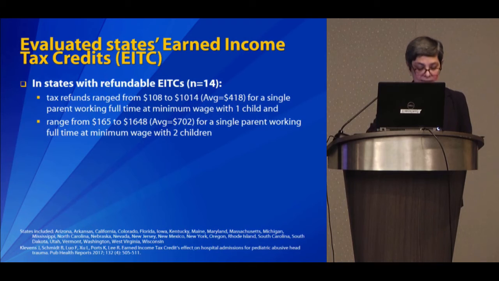We looked at states' earned income tax credit, and right now there are 29 states and the District of Columbia that have an earned income tax credit. And it's usually a percentage of the federal credit, and it varies whether it's refundable or not refundable. So when we looked at, in this study, the amount that a family would get with a refundable credit, we saw that the tax refund would range from $108 to $1,014, with an average of $418 for a single parent working full-time at minimum wage with one child, and from $165 to almost $1,700 for a single parent working full-time with two children.